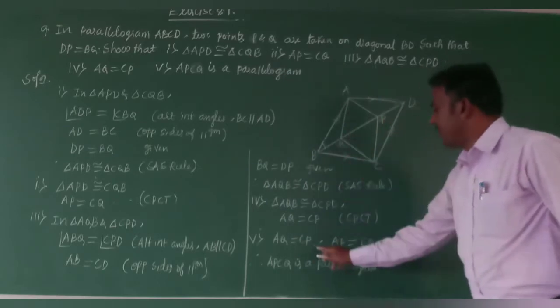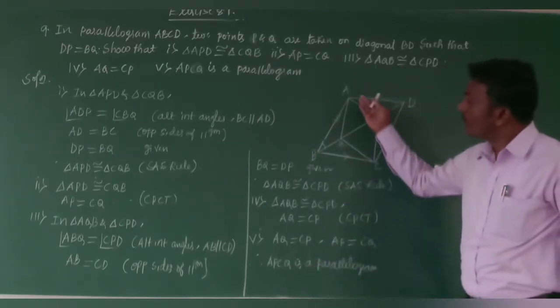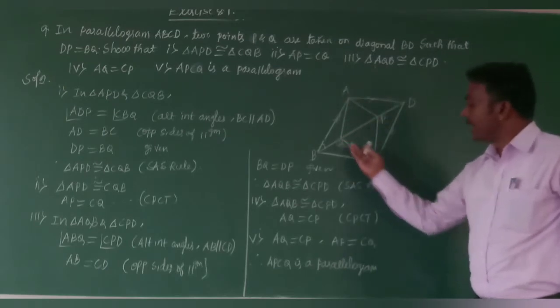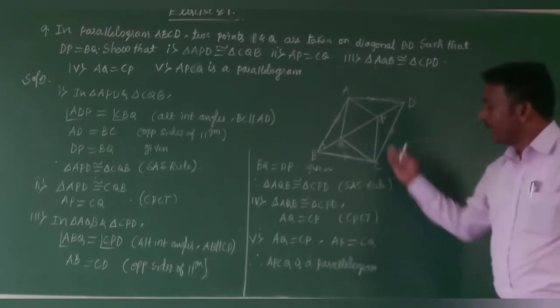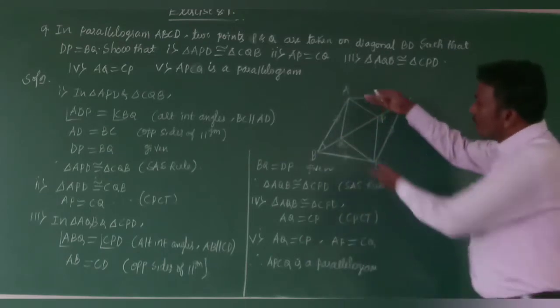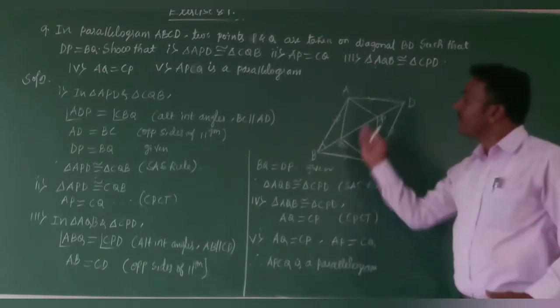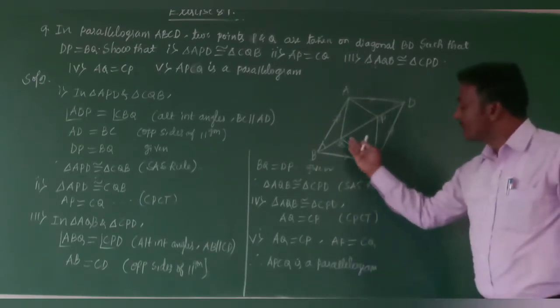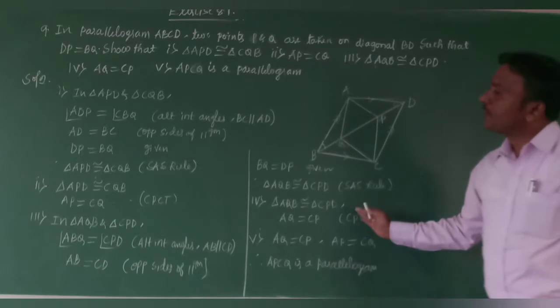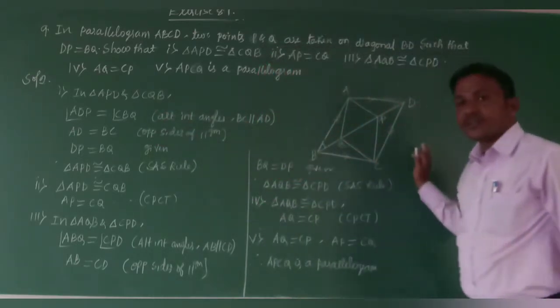So opposite sides are equal is nothing but what? APCQ is a parallelogram. Opposite sides are equal. AP is equal to CQ is one condition, and AQ is equal to CP. These two opposite sides are equal, and these two opposite sides are equal. In this quadrilateral, APCQ is a parallelogram. This is the fifth one. One is related to another one. So you need to practice this.